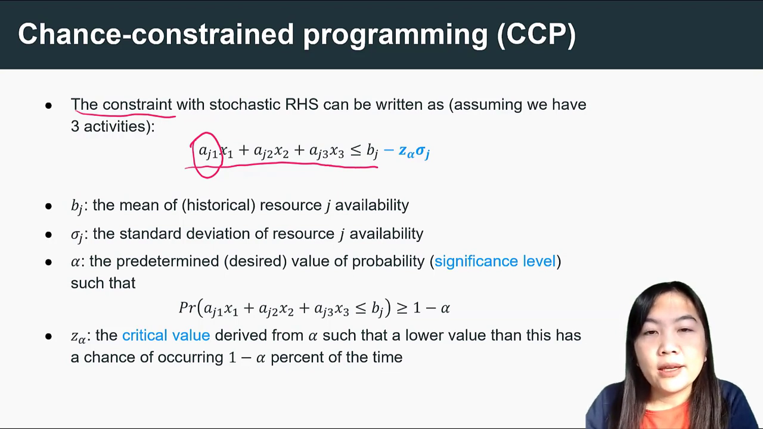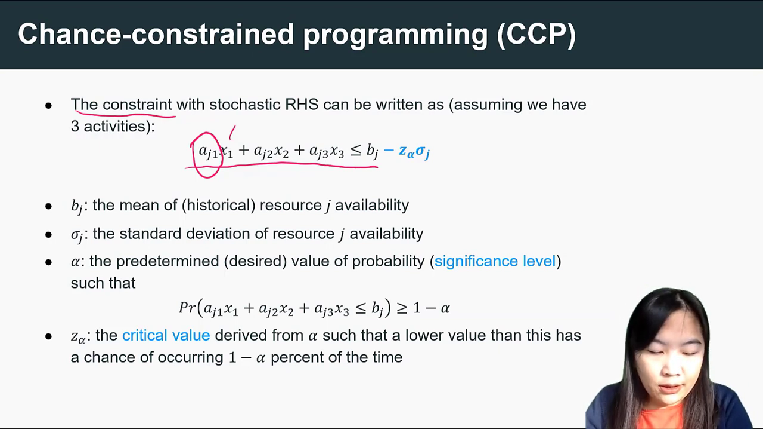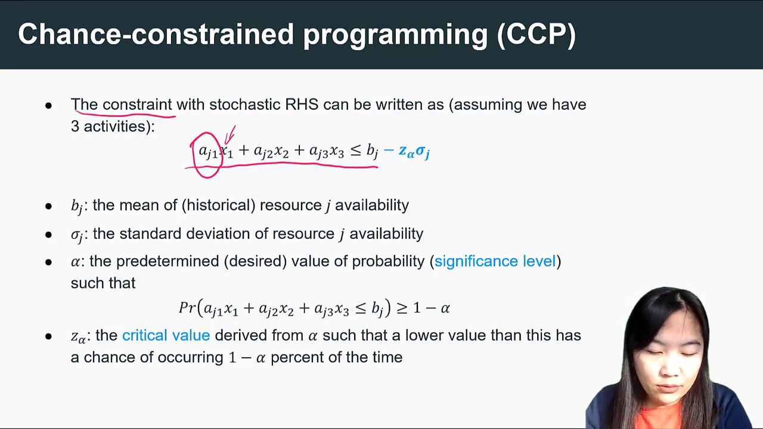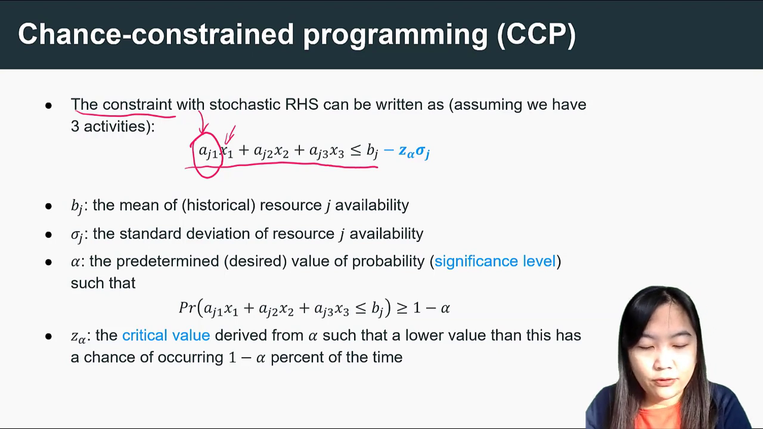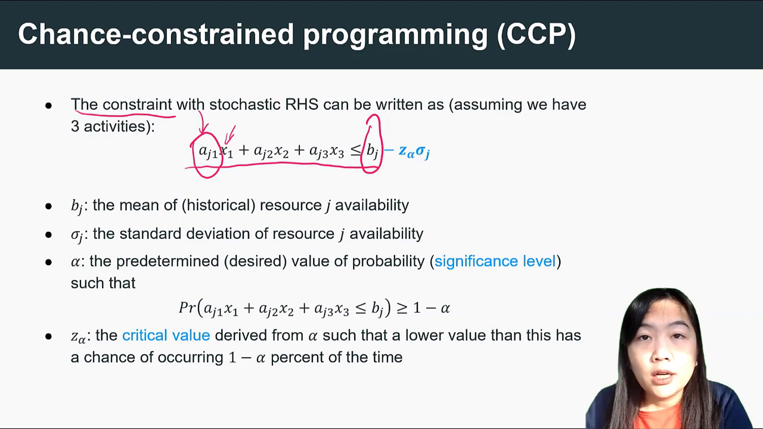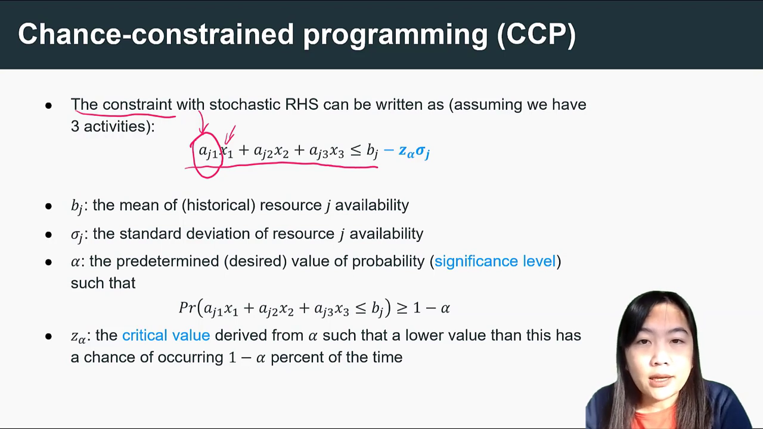And a_j1, a_j2, and a_j3, you can imagine that as for each unit of X1, so for each acre of land allocated to wheat, what is the requirement for maybe labor? If this constraint is about labor, then that coefficient should be related to the labor use. And on the right-hand side, this b_j here should be, let's use labor, for example, the amount of labor available. For example, it could be 1,000 hours or 5 days and so on.